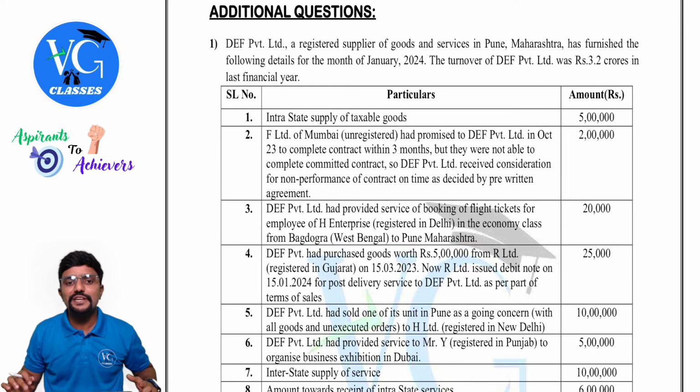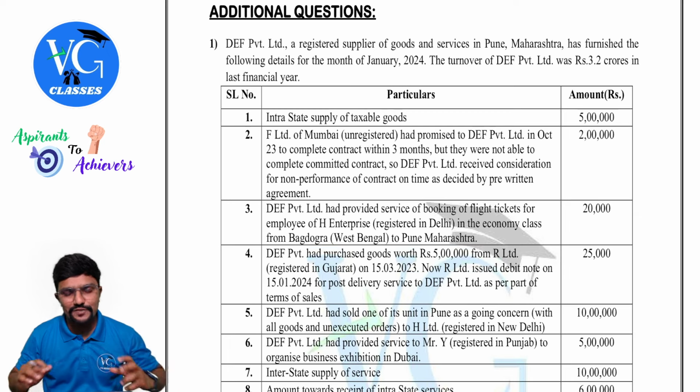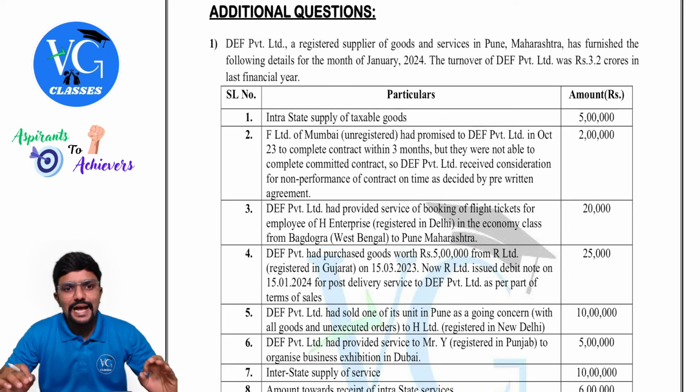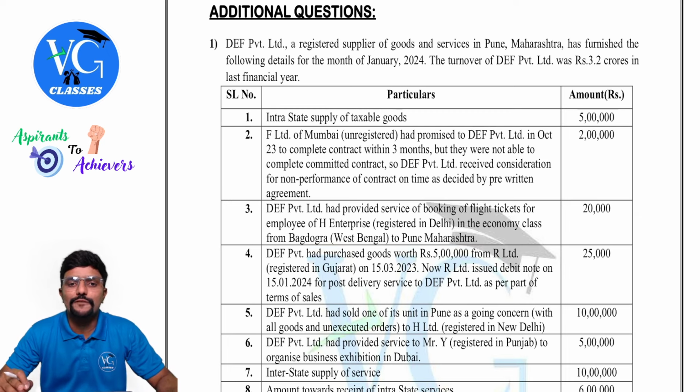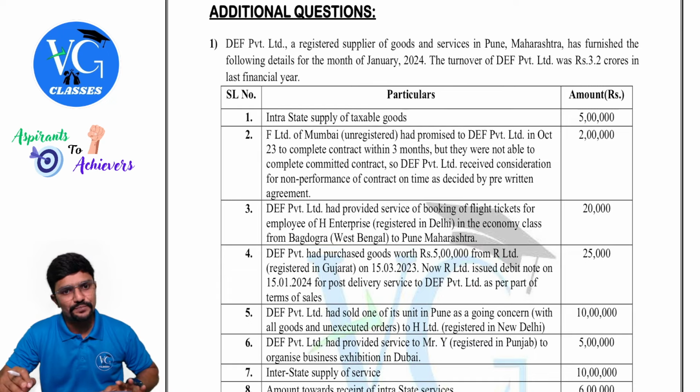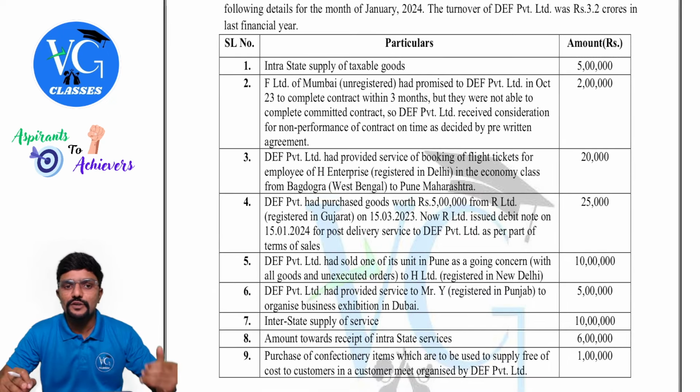DEF Private Limited, a registered supplier of goods and services in Pune, Maharashtra, has furnished the following details for the month of January 2024. The turnover of DEF Private Limited was 3.2 crore in the last financial year, guys. Okay, one by one information. First one, intrastate supply of taxable goods 5 lakh, on which we are supposed to pay CGST and SGST.